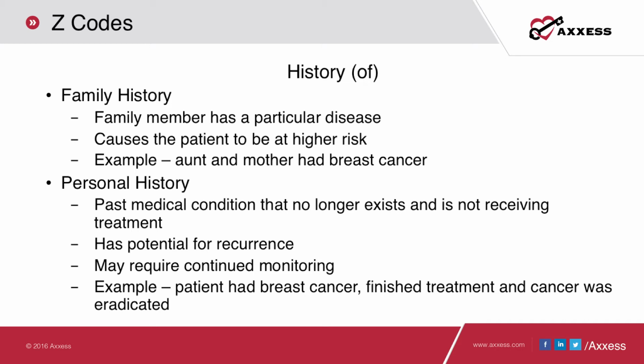A family history, for example, means the family member has had a particular disease, and that causes the patient to be at risk, although the patient doesn't yet have this disease, and hopefully they won't have it, right? For example, the aunt and the mother had breast cancer, but the patient does not have breast cancer, but they're certainly at risk for it, then you would want to code a history of in that case, especially if they've had some other type of cancer, for example.